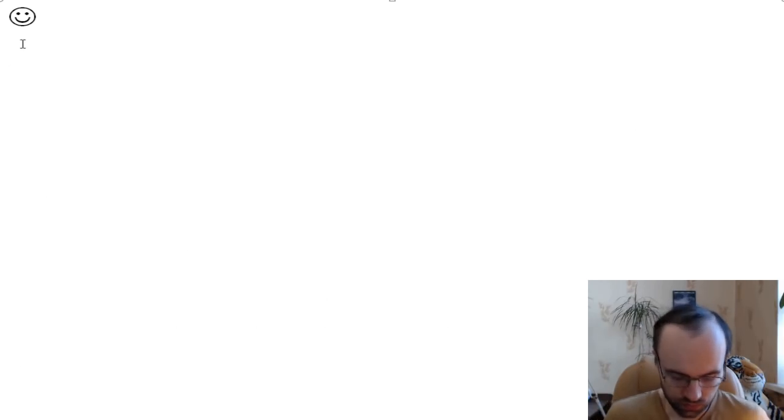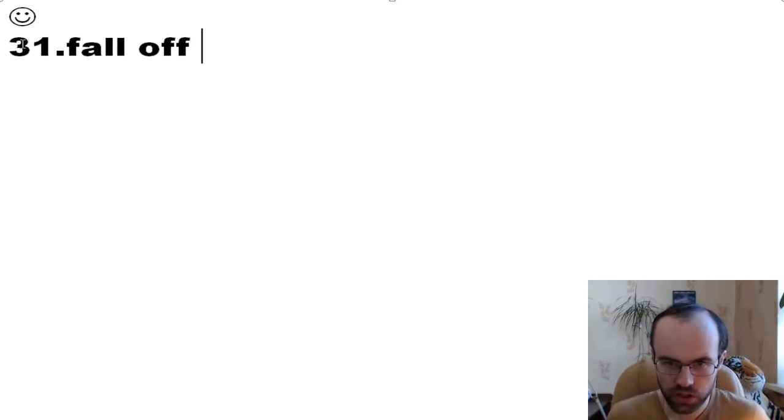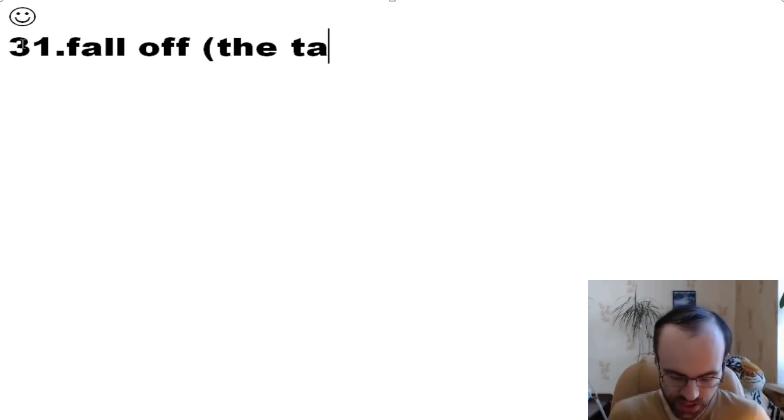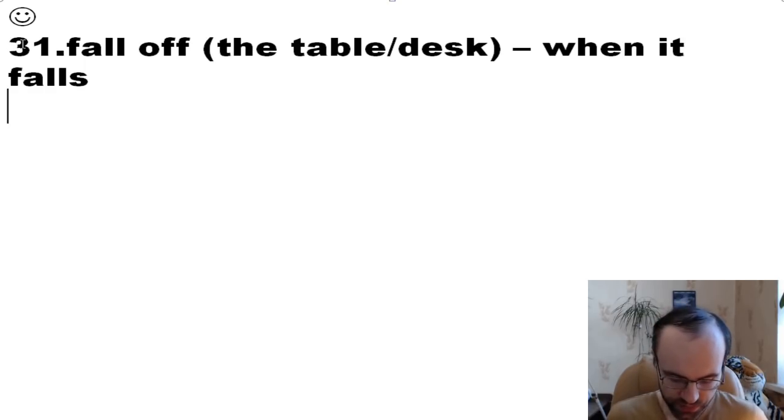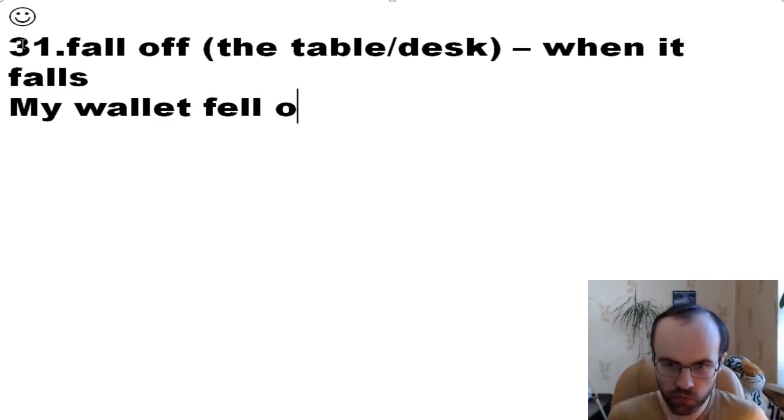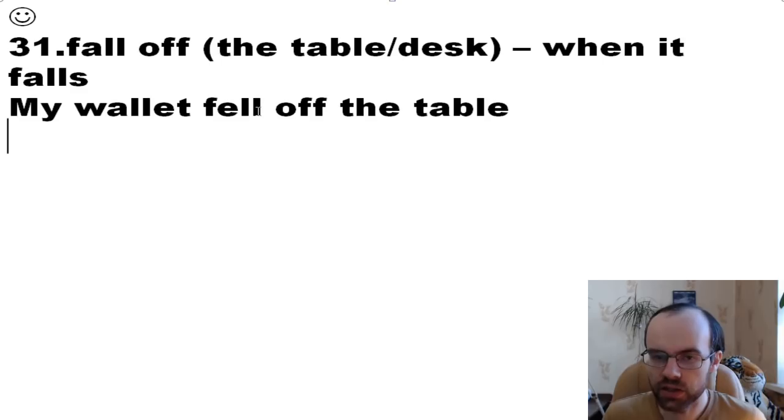Fall off. Remember, fall off something. Fall off the table. Fall off the desk. So when it falls, we usually say not from but off. Okay? So my wallet fell off the table. It means that it was on the table and then it fell. My wallet fell off the table. Or fell off my table, fell off the desk, fell off my desk.